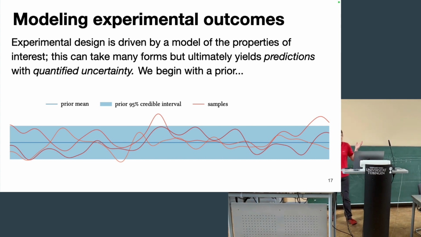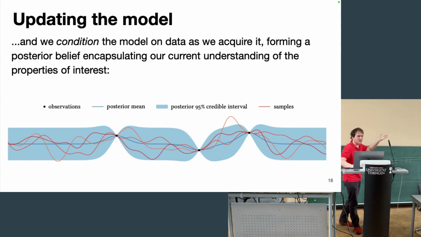But in general, we're going to have this model that's going to somehow yield predictions, like point predictions over the design space of the properties of interest, with some quantified uncertainty, which would be like the width of these error bars. So we're going to begin with a prior, and then as we gather more data, as we run these experiments, we're going to be conditioning that prior on those observations, maintaining a posterior belief over the properties of interest throughout the process.